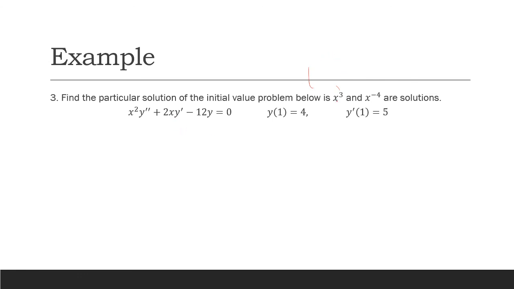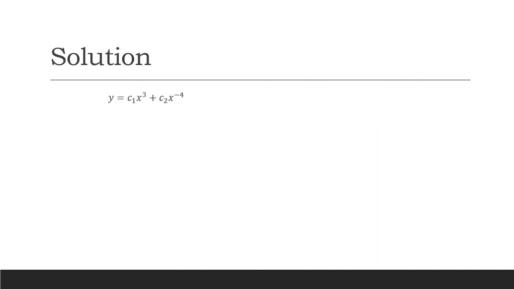Start muna tayo with finding the general solution. So, to find the general solution, linear combination lang nitong dalawang solution natin. So, we will have y is equal to c sub 1 x cubed plus c sub 2 x raised to the negative 4. This is your general solution. So, linear combination lang siya. Next, let us find the particular solution by substituting the initial conditions.